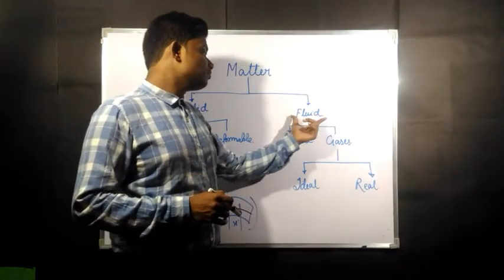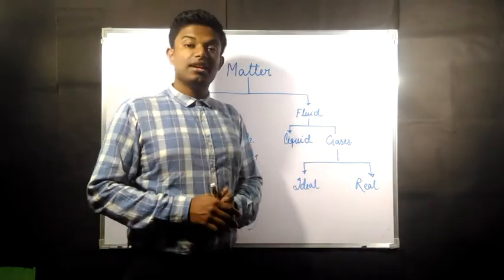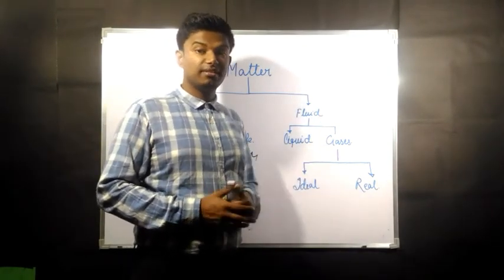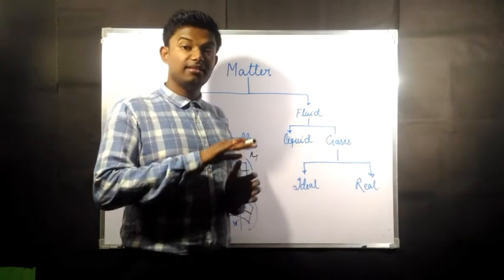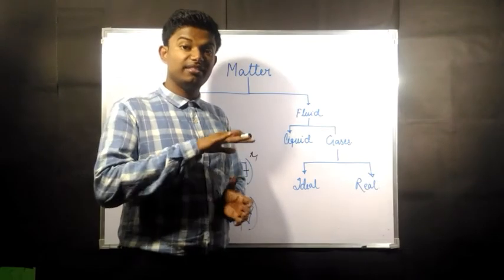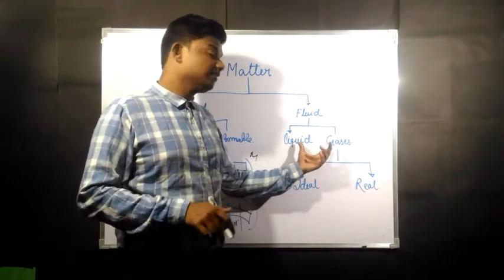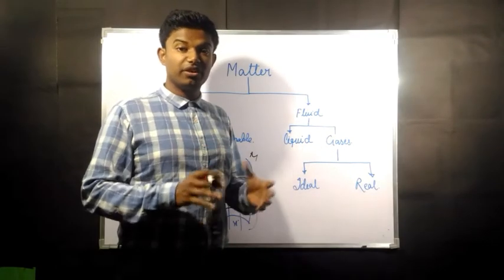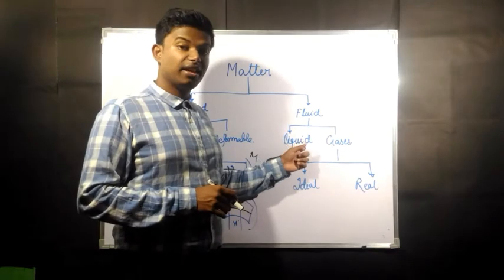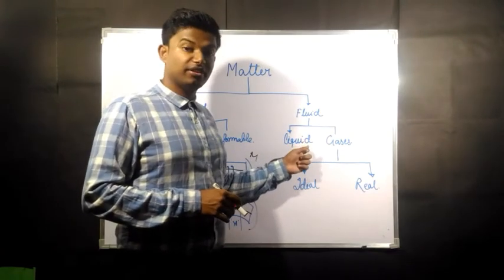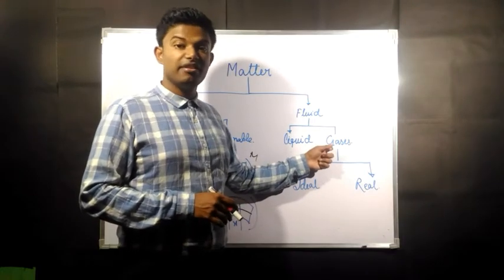Okay, now again fluid. Fluids are of two types, one is liquid and one is gases. Now what is the difference between liquid and gases? A liquid has a free surface, whereas gases don't have a free surface. Both take the shape of a container, but whatever container they are in, a liquid always has a free surface. Due to the surface tension, they always have a free surface, but gases don't have a free surface.